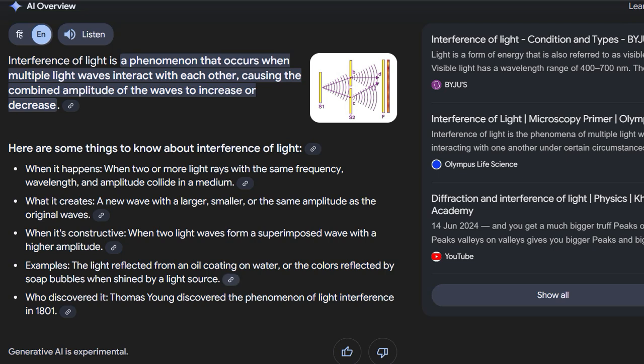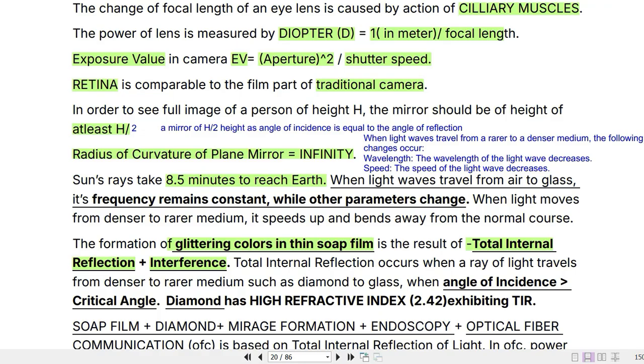Examples: the light reflected from oil coating on water, or the colors reflected by soap bubbles when shined by a light source. The phenomenon of light interference was discovered by Thomas Young in 1801. You should remember this line, that it was discovered by Thomas Young in the year 1801. We'll copy that. And the other example that we see: why are we able to see oil droplets floating on the surface of tea, for instance, or even milk? We see that distinctly enough, and that is possible because of interference of light, right?